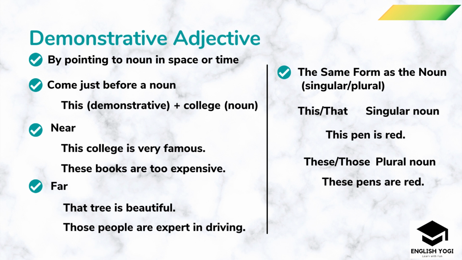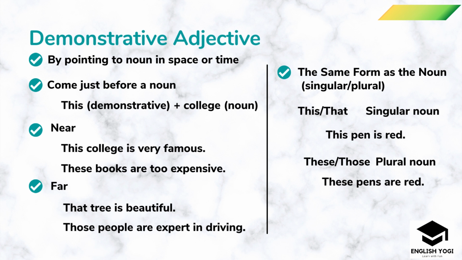A demonstrative adjective comes just before a noun. See the example here: this is a demonstrative adjective and college is a noun. This college is very famous. We use this and these to show objects which are very near in time and space. Secondly, that tree is beautiful and those people are expert in driving. These examples show the point is far.